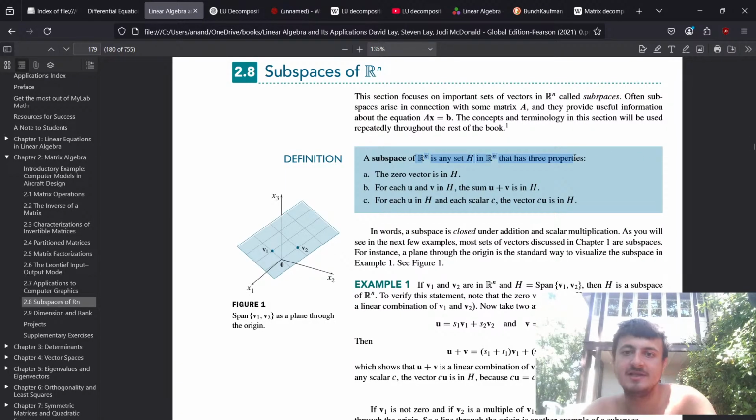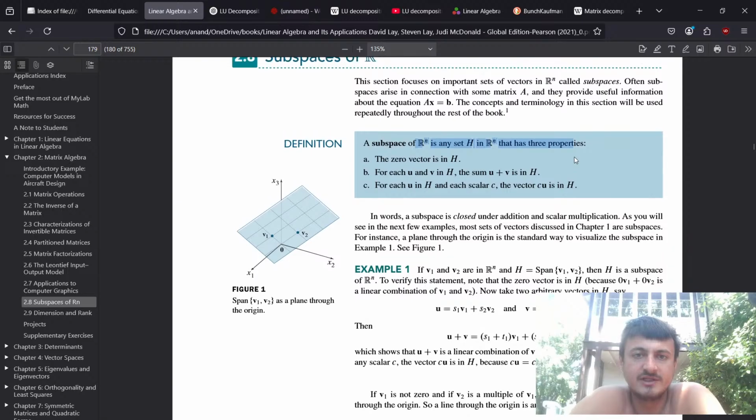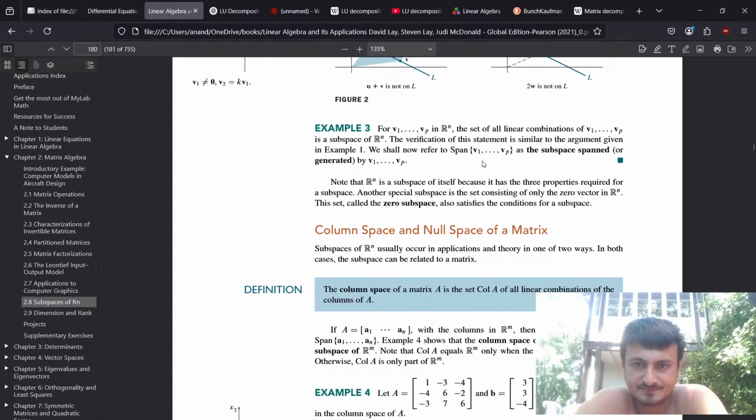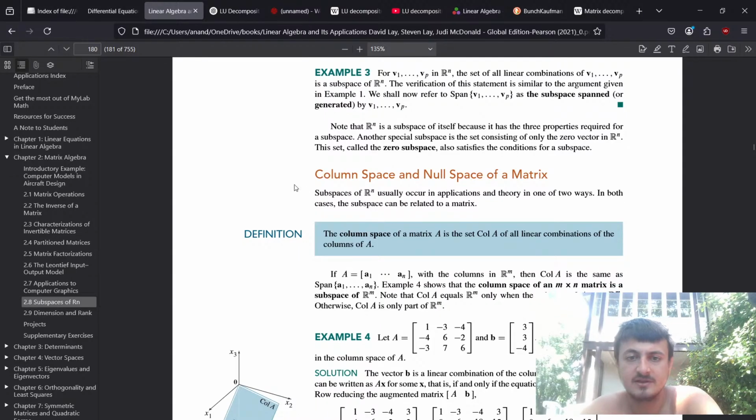A subspace of Rn is any set H such that we have the 0, we have the sum of any two, so closure under addition, and closure under scalar multiplication. So that's all you need for subspaces. That's pretty chill. I guess you can define it. It's not like you really need to know what a vector space is to understand what a subspace is. We're going to go over all this later anyways.